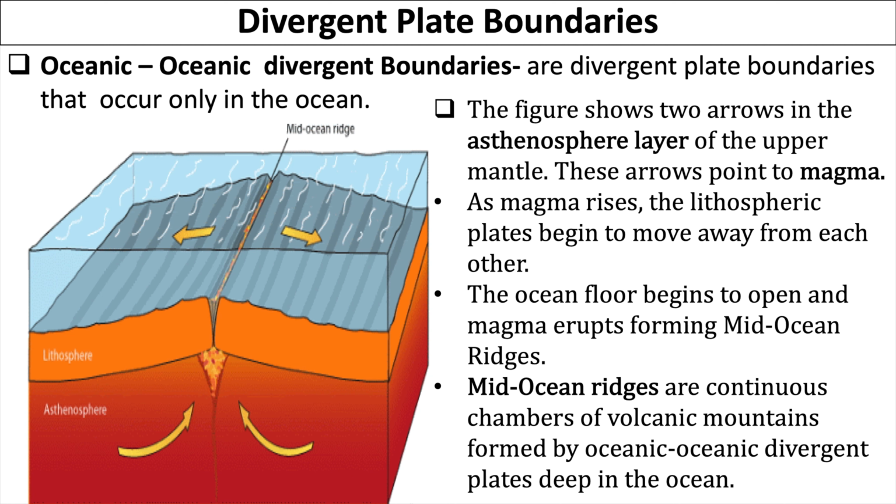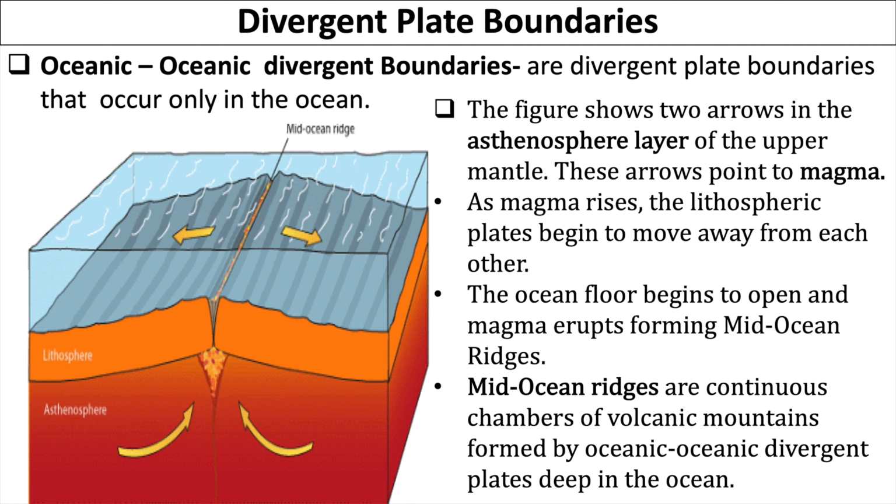The ocean floor is constantly being pushed apart by oceanic divergent plate boundaries. Oceanic divergent boundaries are divergent plate boundaries that occur only in the ocean. The figure to the left shows 2 arrows in the asthenosphere layer of the upper mantle. These arrows point to magma.